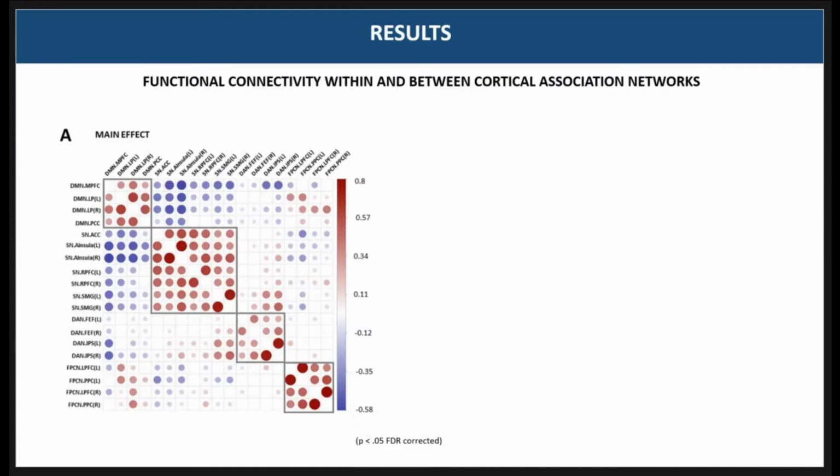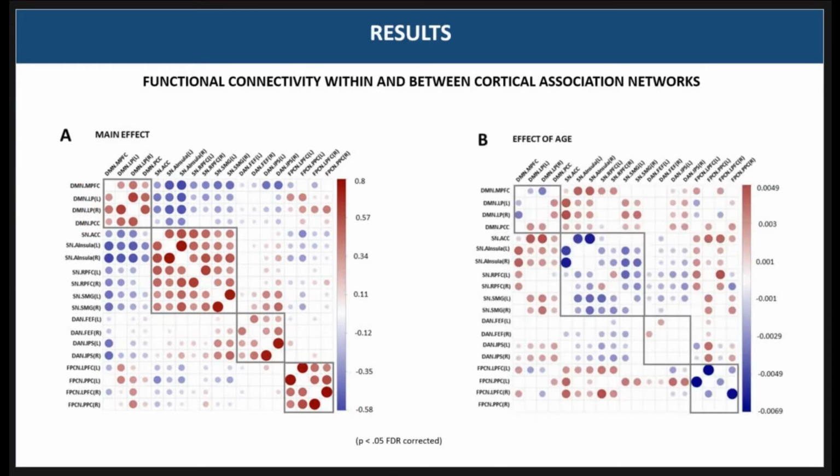If we look at the connectivity within and between the cortical association networks, as expected, we see strong positive connections within network modules on the matrix diagonal here. And the effect of age is plotted in chart B, and again, as expected, we see that different functional network modules tend to be more connected one to another, so decreasing network segregation, as we can see here off the matrix diagonal.